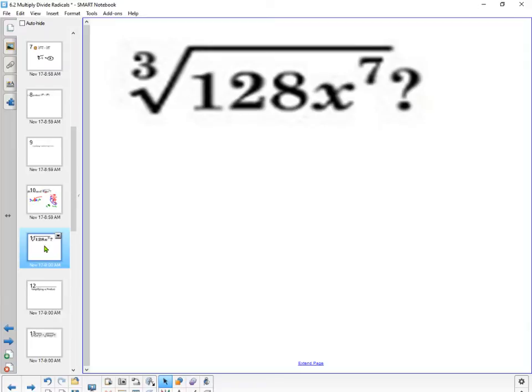This is a 2, and this is a 2, right? Remember, for every 3, I get to take 1 out. So if I took out 2 2s, that gives me 4. You're good? Alright, cool. So I have 1 2 left over, so that's going back in. And then for the X's, I get to take them out of the radical. So if I have 7 on the side, how many 3s can I bring out? 2, so that gives me X squared.